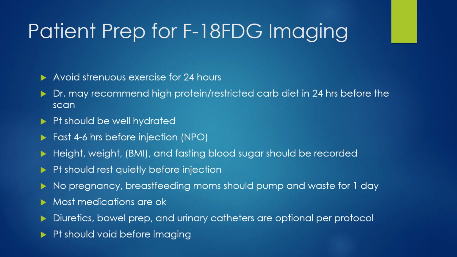As far as diuretics, bowel prep, or catheters, a lot of times that will depend on the specific type of cancer that they have. Bowel prep might be used for patients where they're looking for anything in the abdomen, but especially colorectal cancers. Urinary catheters and diuretics may be used if the patient has renal cancer or bladder cancer and they want to get a good, clear picture of that area without any urine in the way. And then patients should always void right before imaging.